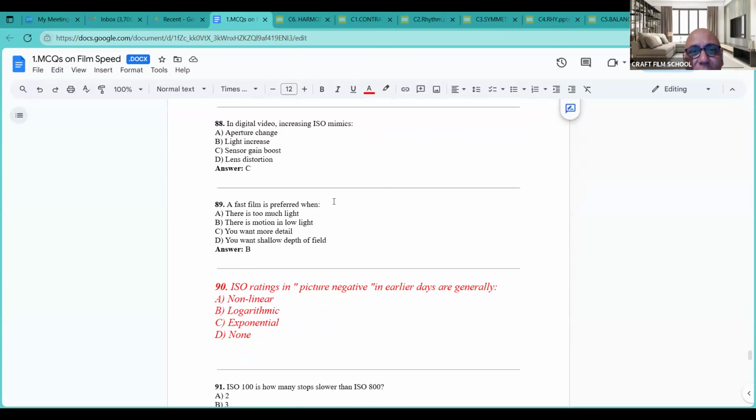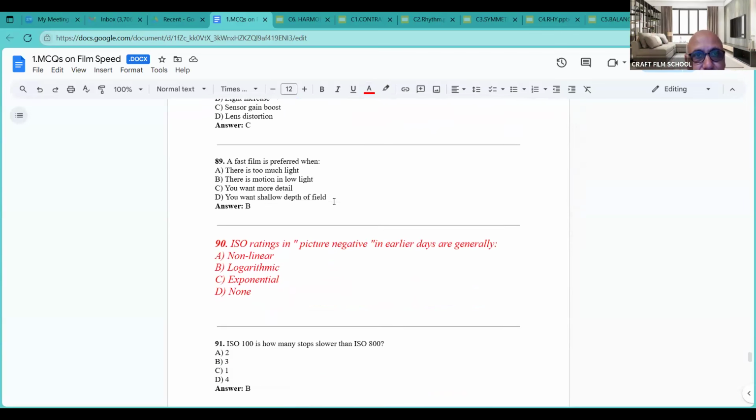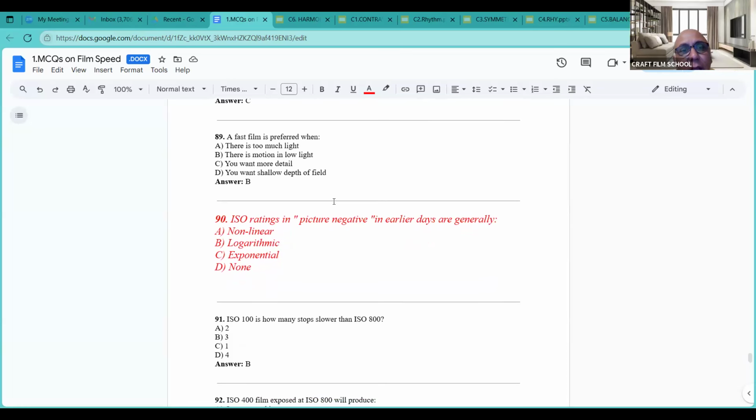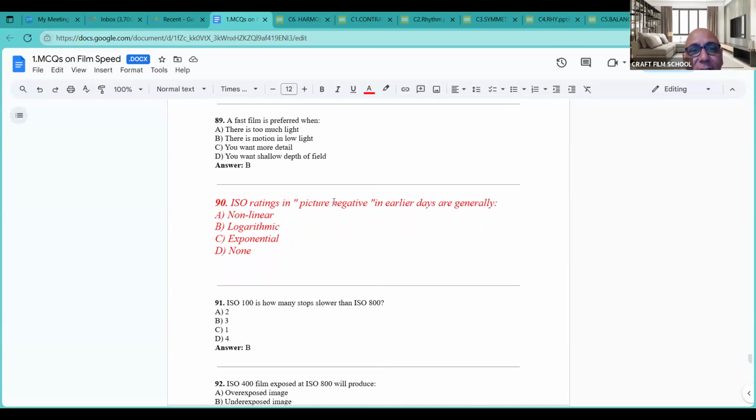In digital video, increasing ISO mimics aperture, again, as we have discussed already, sensor gain boosting. He's talking about digital video, not digital cameras as such. Video used to use tape. Today, tape is obsolete; there is only card recording and hard disk recording. We call it a fast film, preferred when there is too little light, when there is motion. Try to understand this again as slow motion.